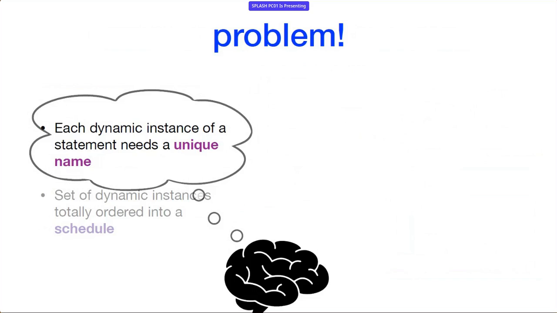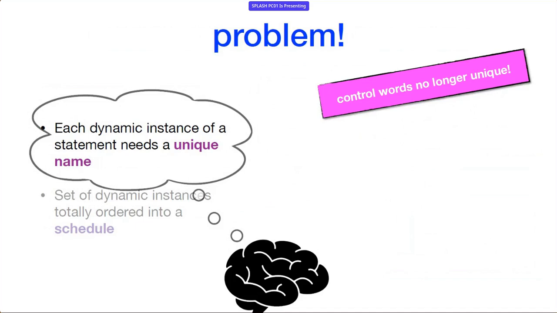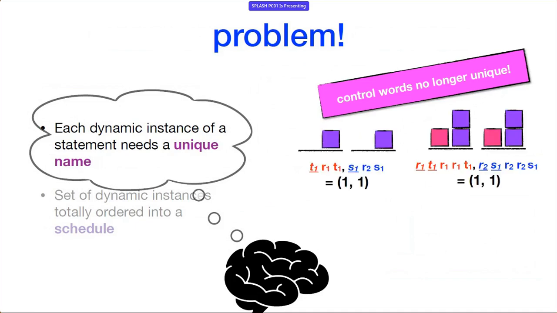We need to name each dynamic instance uniquely, but of course the entire point of these Brahmagupta style numbers is that we don't have uniqueness anymore. We're representing numbers using equivalence classes, and there's multiple control words that actually correspond to the same number that we want to talk about. Right? There's multiple, in fact, there's an infinite number of ways to represent one.